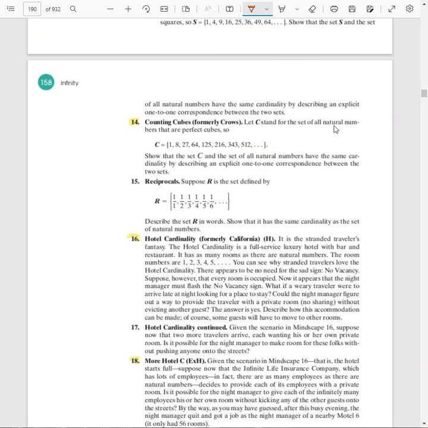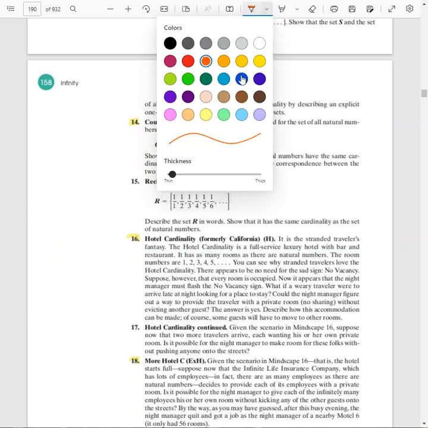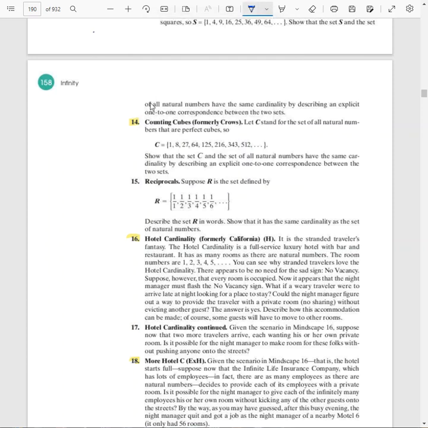Let C stand for the set of all natural numbers that are perfect cubes. Show that the set C and the set of all natural numbers have the same cardinality. I'm going to take it back to blue. Check out what we could do here. There we go.